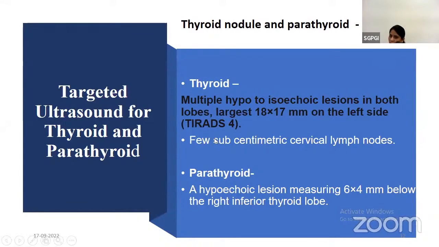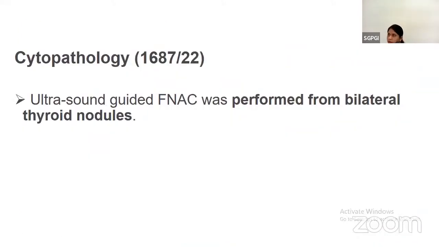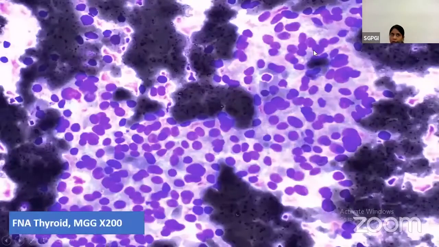Ultrasound of the thyroid showed bilateral thyroid nodules and thyroid spore. CECT neck showed bilateral neck nodules also. Then we did FNAC from the bilateral thyroid nodules. This is the FNA smear of the thyroid nodule. The smears are moderately cellular and showed atypical cells. These are clusters of atypical cells.